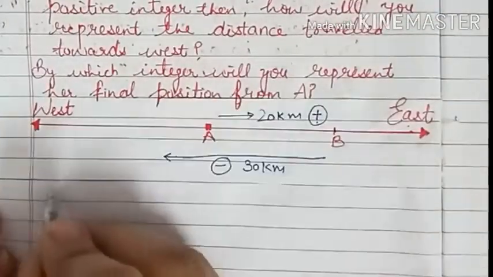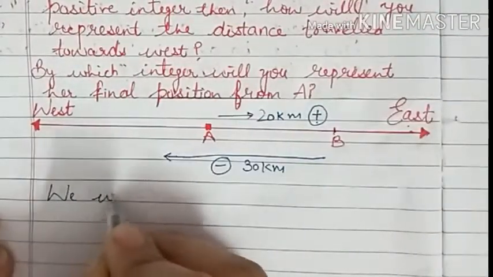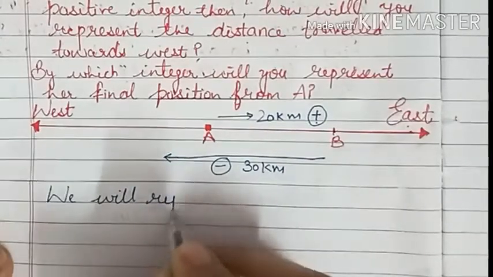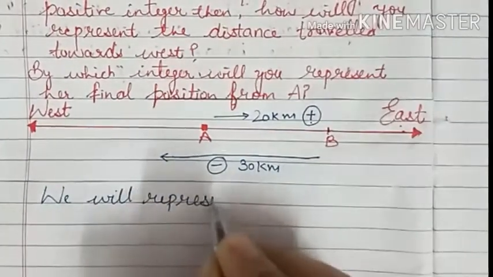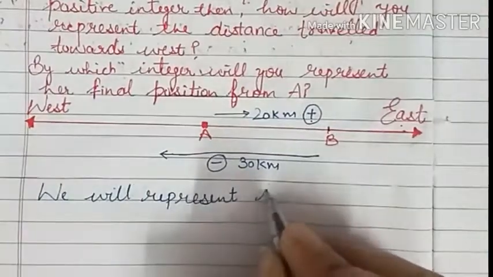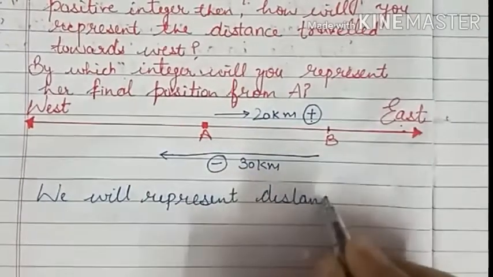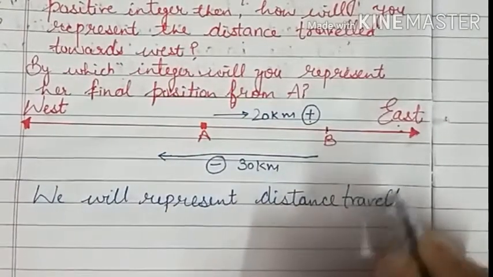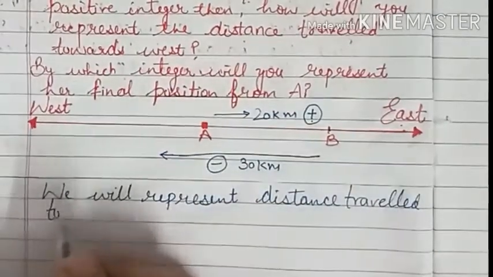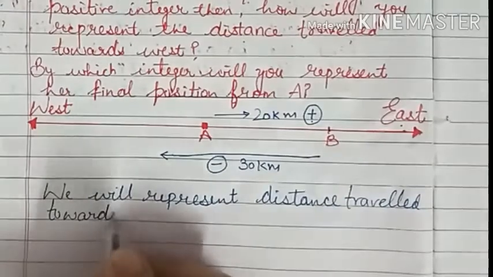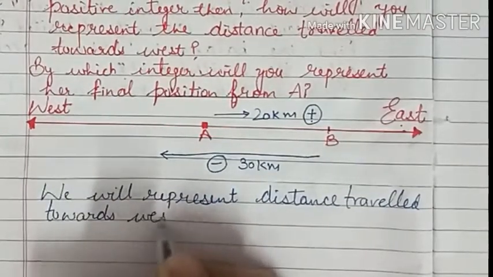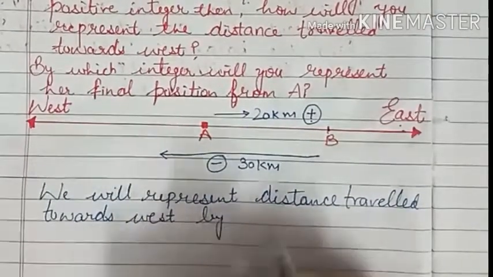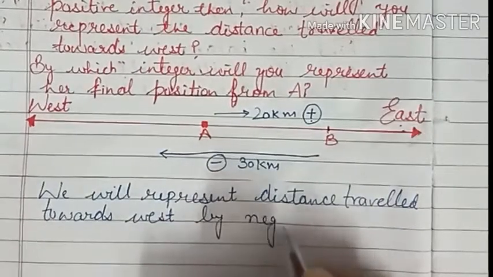So first of all, write down this answer, that we will represent distance traveled towards west by negative integer.